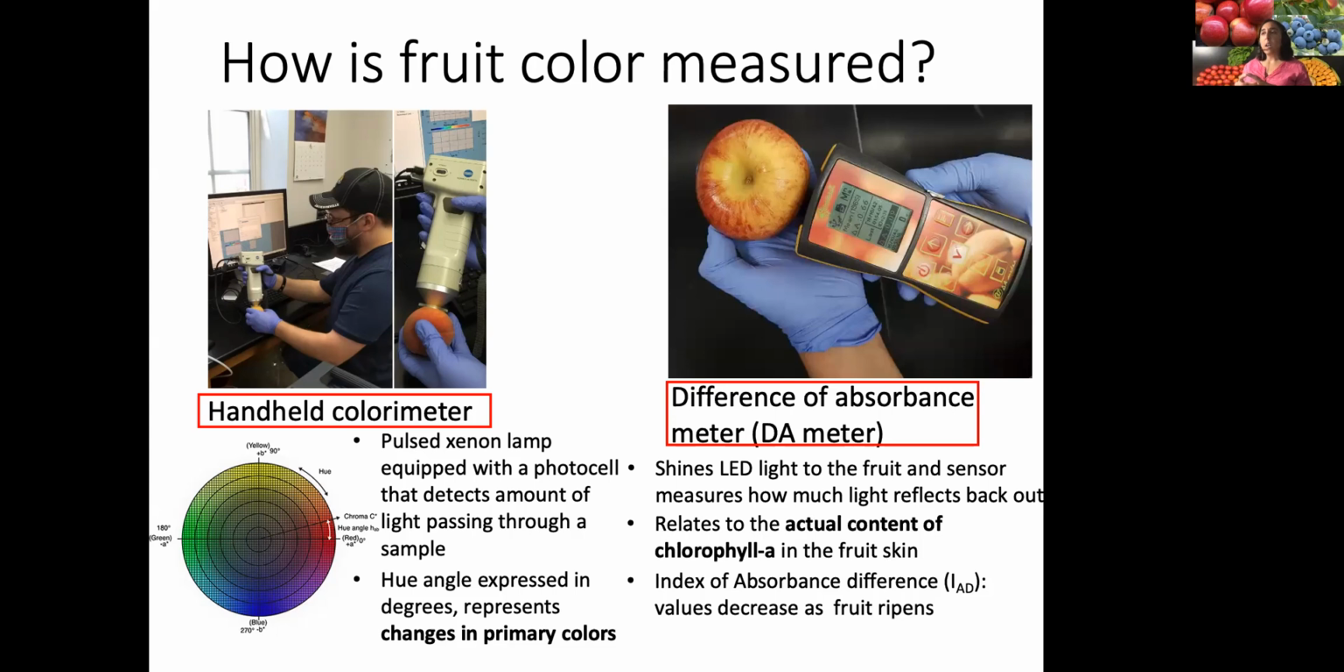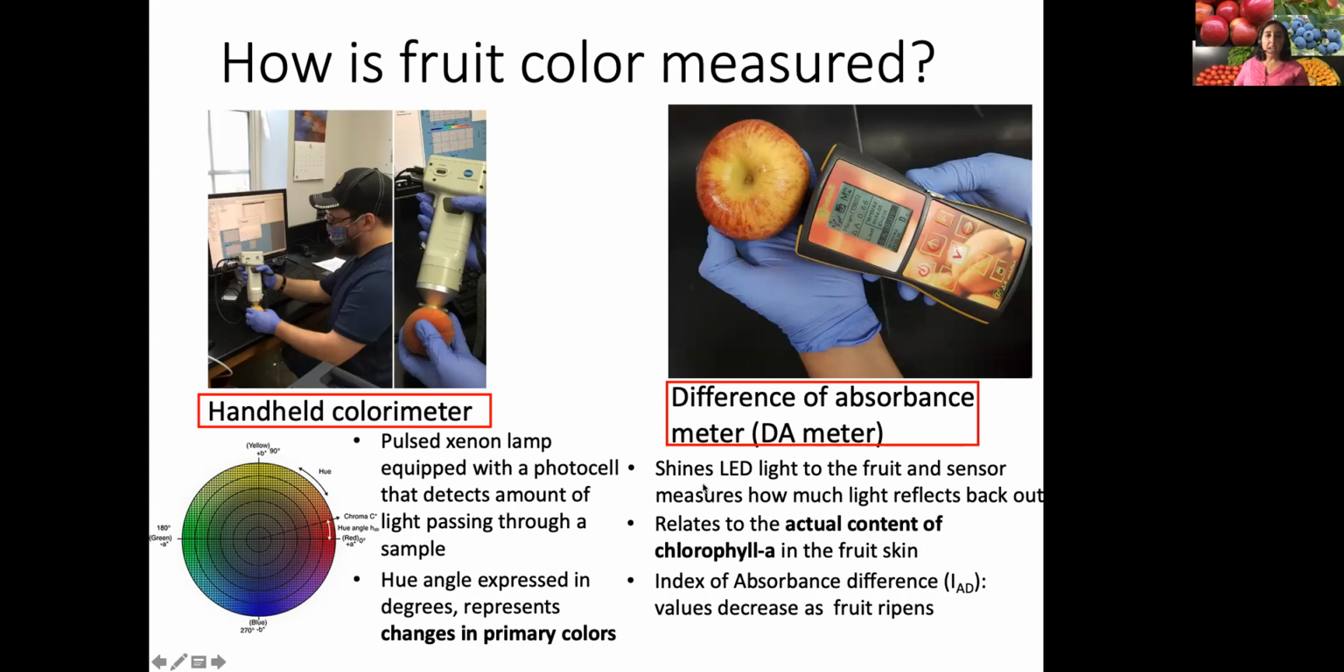Then when we want to measure color specifically related to this green color, the background color of the fruit that will be disappearing as the fruit ripens, we can use what we call the difference of absorbance meter, or DA meter. And this is the instrument. Again, this instrument is very simple to use. You will just place it right next to the fruit, on the area of the fruit you are interested in measuring.